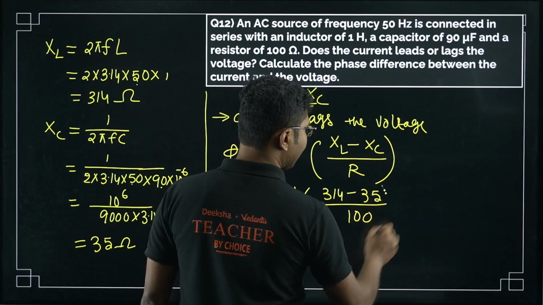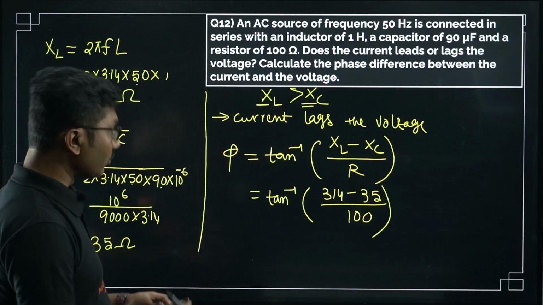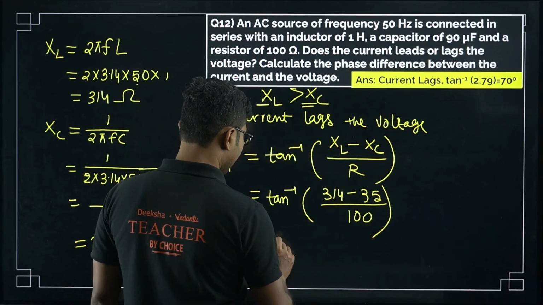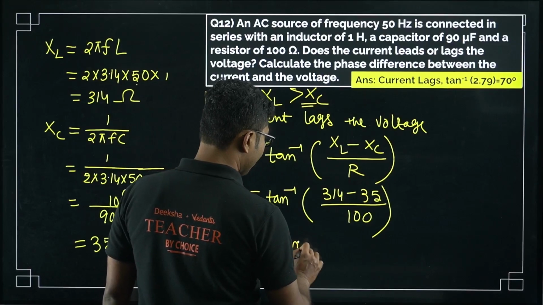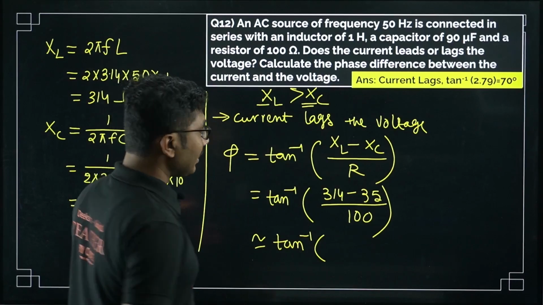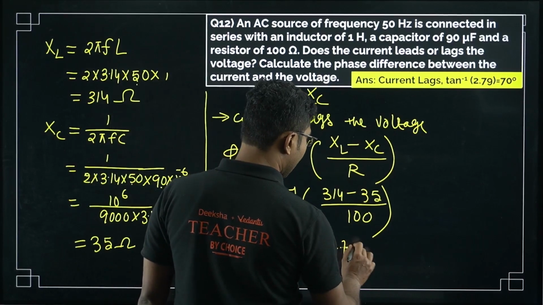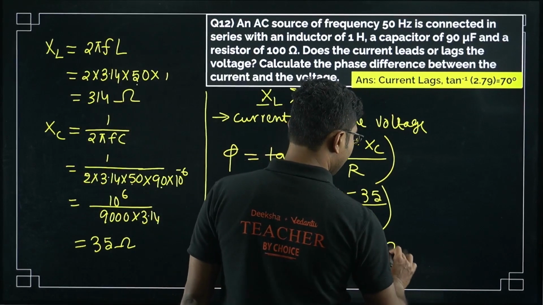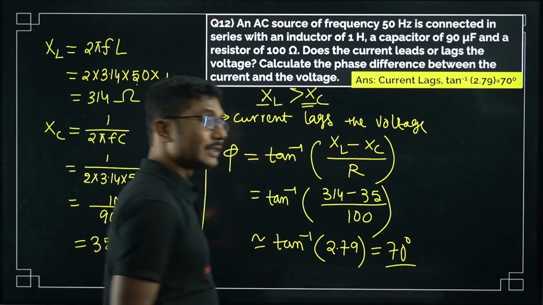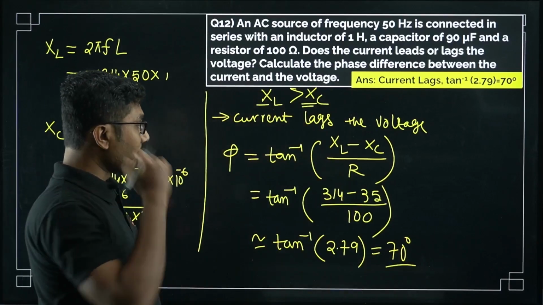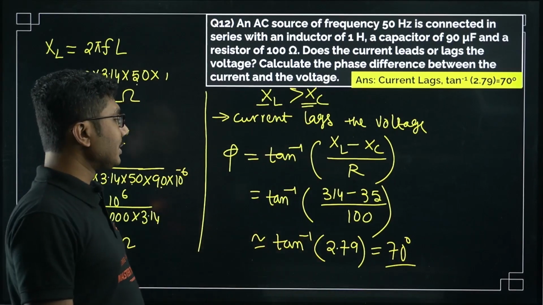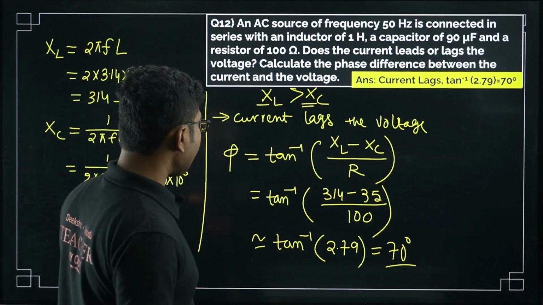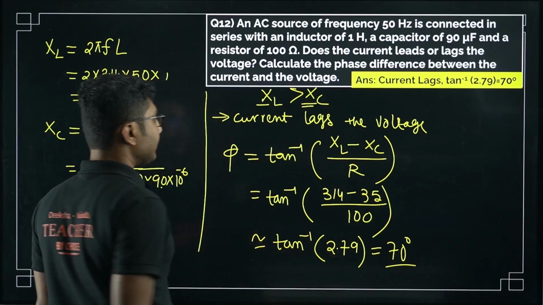If you calculate the value, you will get the answer to be 70 degrees. This will come out to be tan inverse. If you are not able to calculate the tan inverse, if you leave the answer here as 2.79, that will be sufficient. But if you somehow can find the value, 70 degrees would be nice to have. But 70 degrees is not a standard angle, so obviously this is not a standard value as well. So this will be the answer if you solve it. Current lags the voltage and the value is given by 70 degrees.